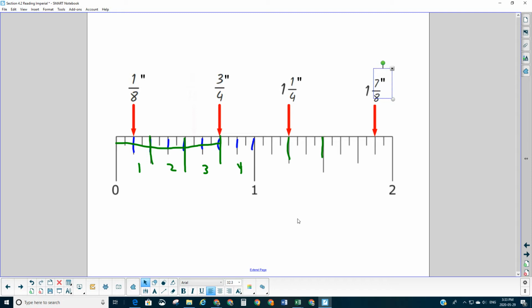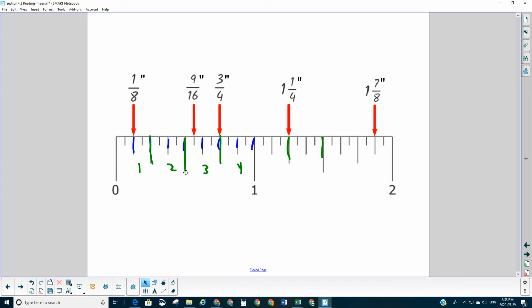All right, and the last one. Let's look at this guy here. So I'm just going to get rid of some of this. So you can see it's the smallest tick, and remember our smallest tick is in 16ths. So we can just count all the small ticks: 1, 2, 3, 4, 5, 6, 7, 8, 9. So this would be 9/16 of an inch. Now there's a couple of ways you can do that.